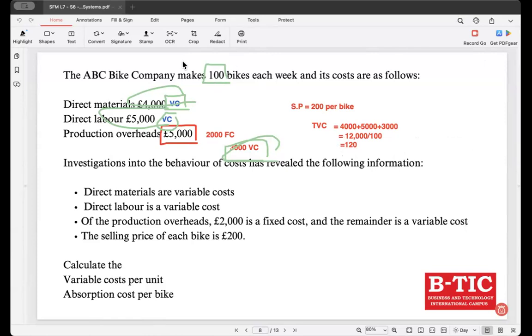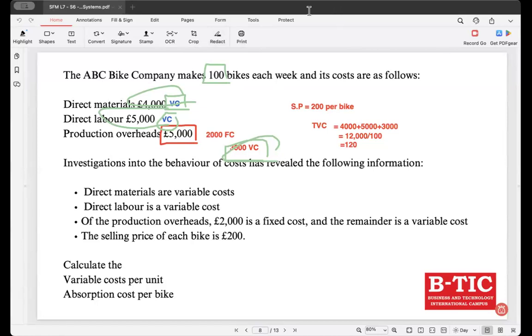Now we're moving on to absorption cost per bike. I think it was Zahra. Zahra, could you please tell me the answer? What's the answer that you got? 140 pounds. 140. Okay, let's see. I did not calculate the absorption cost yet, so let's calculate.